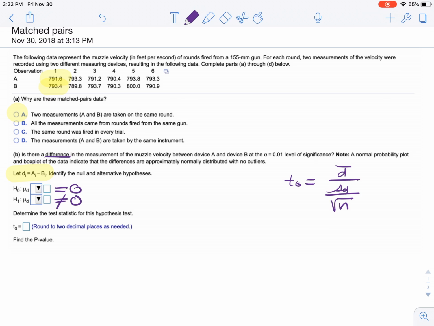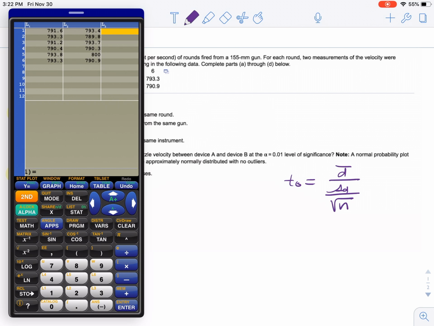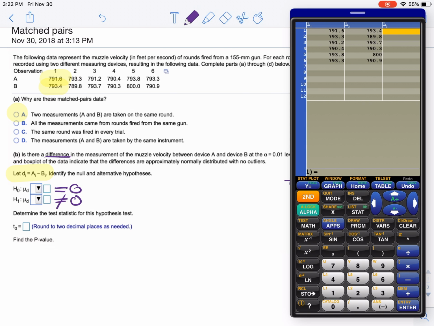Now we have to find the test statistic. I have the formula here for us: D bar divided by the SD over square root of N. I put observations from A in list 1, observations from B in list 2, as you can tell. So we need to get the differences, A minus B or L1 minus L2. So let's go up to L3 and do L1 minus L2, those would be the differences.